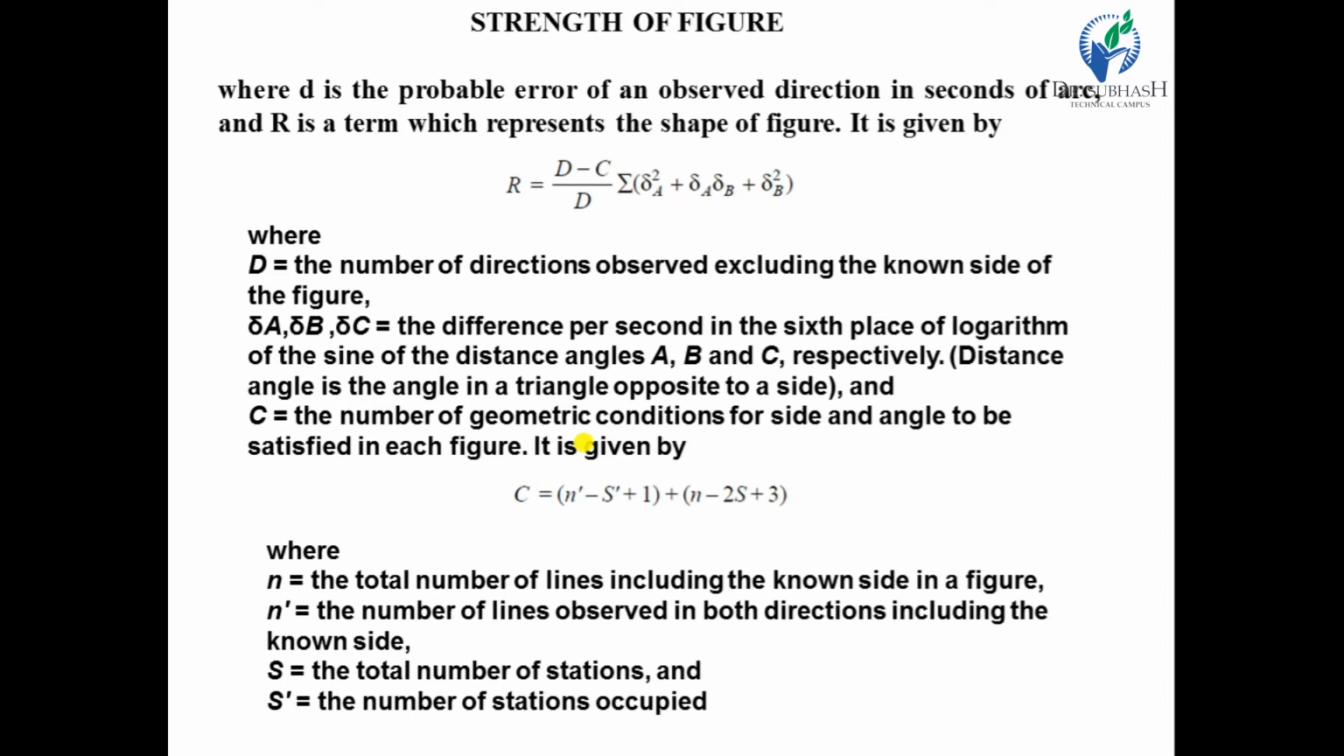delta C are the differences per second in the sixth place of logarithm of the sine of the distance angles A, B and C respectively. C is equal to the number of geometric conditions for the sides and angles to be satisfied in each figure. So the calculation of C in the above term is equal to n dash minus s dash plus 1 plus n minus 2s plus 3, where n is equal to the total number of lines including the known side in a figure. The n dash is equal to the number of lines observed in both directions including the known side. S is equal to the total number of stations and S dash is equal to the number of stations occupied.